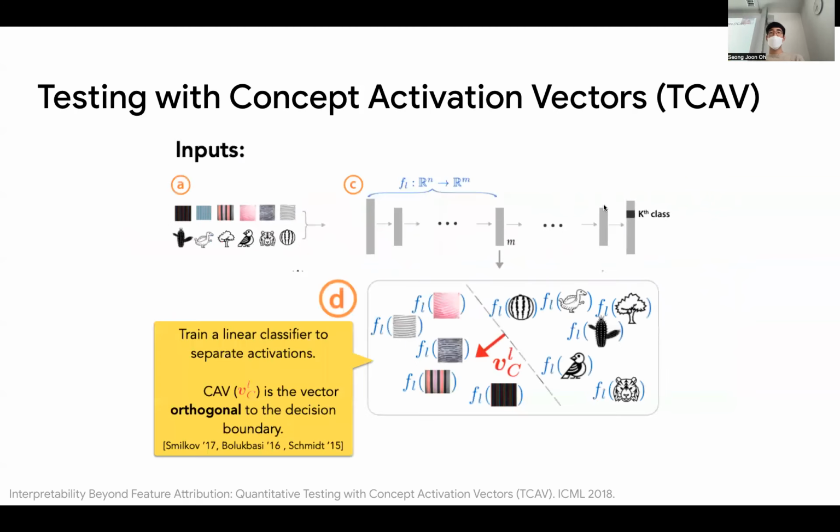Okay. And afterwards, what we do is we feed those samples into the network and take a look at the features in the intermediate layer that we had in mind, right? And then train a linear classifier on top of this intermediate layer for this concept. So now you're turning your model into having an additional function of being able to tell if a given input has some concept or not.